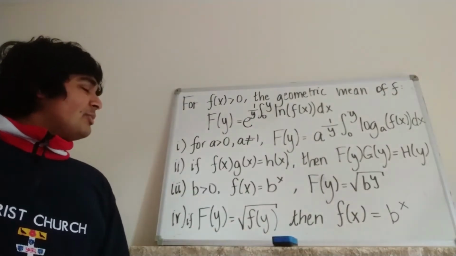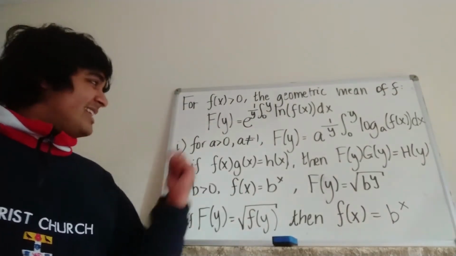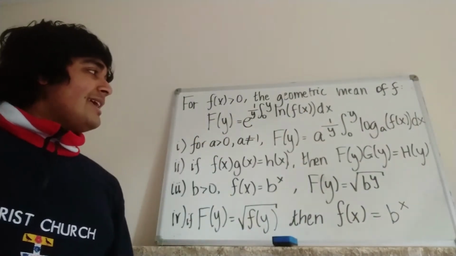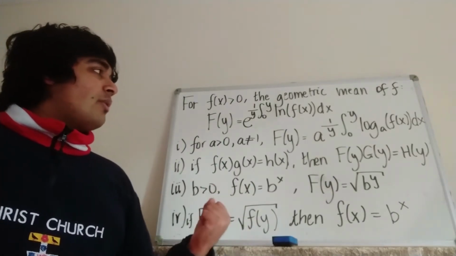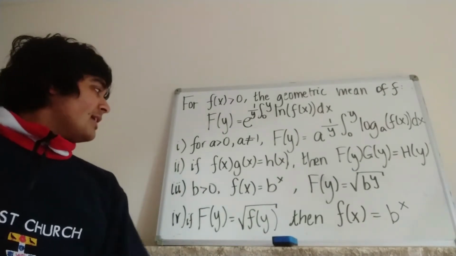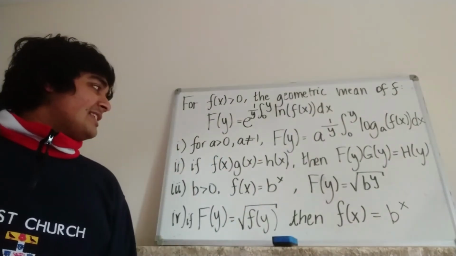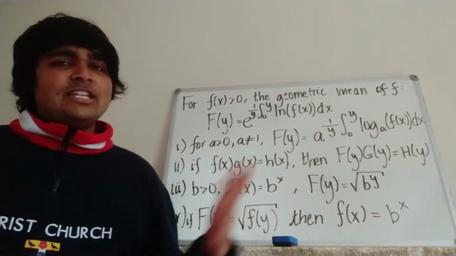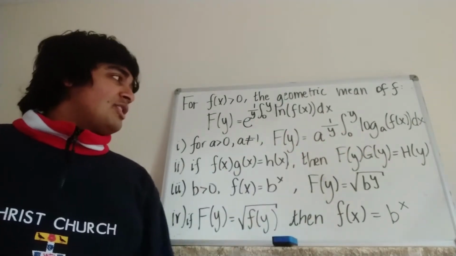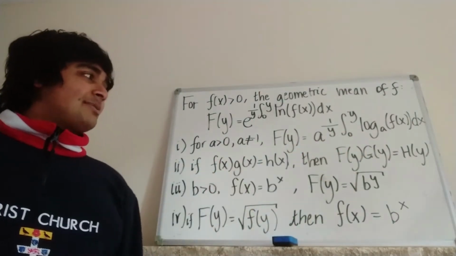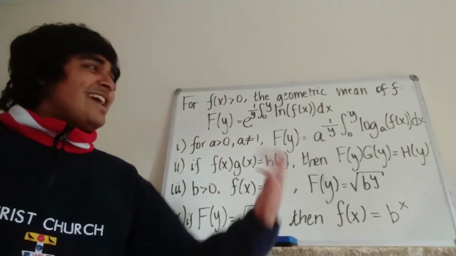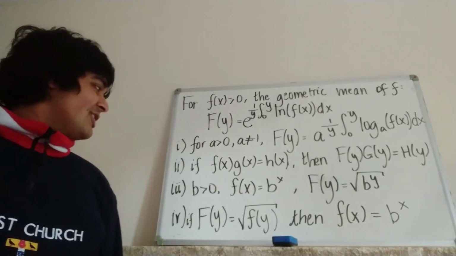Part 1 of this problem: we want to show that for a positive number a, where a does not equal 1, the geometric mean, capital F, can also be written in this form here: a to the power of 1 over y times the integral from 0 to y of log base a of f of x dx. Part 2: we want to show that if f of x times g of x equals h of x, where f, g and h are positive functions, then capital F of y times capital G of y equals capital H of y, where capital F is the geometric mean of f, capital G is the geometric mean of g, and capital H is the geometric mean of h.